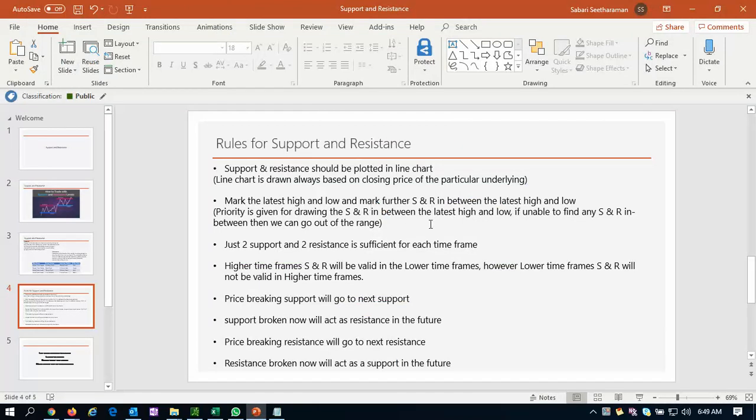So this is about support and resistance and the rules of support and resistance. I'll share a video with some examples so that you can apply these rules in those examples and understand better.